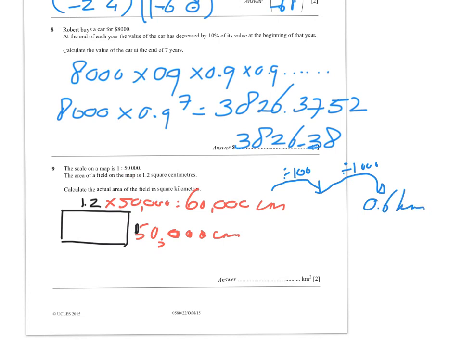The same for the 50,000. I'm going to divide the 50,000 by 100 and then by 1,000. I should know that, but it's been a long day, so I'm just going to be lazy and use my calculator. Divided by 1,000, that's 0.5 kilometer. And then to find the area, you multiply the lengths in real life in kilometers, 0.5 times 0.6. The answer for that will be 0.3 kilometers squared.